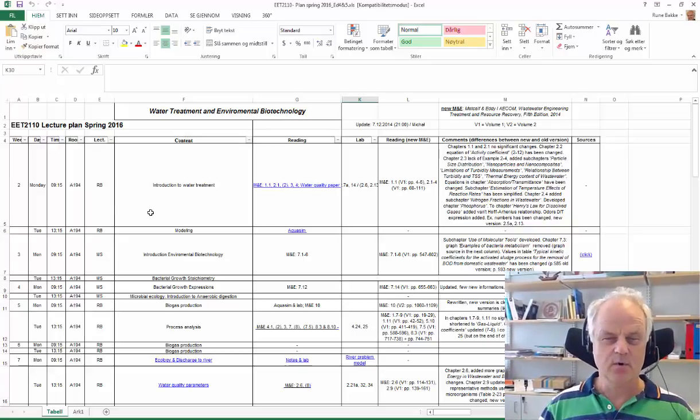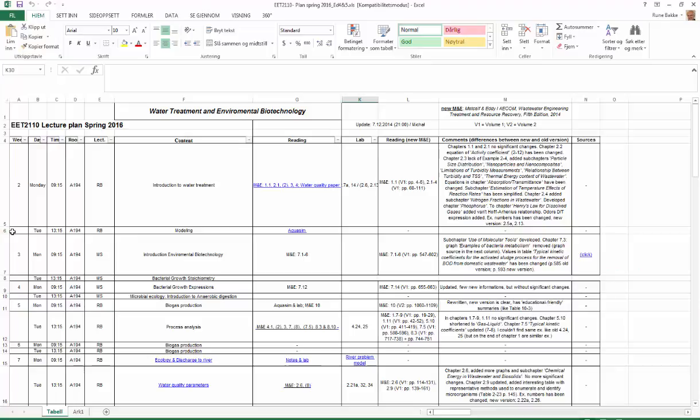A little bit more about the plan. So you see then the next day we go into modeling, which is a really important tool in designing processes. As you probably already know, modeling treatment plants is quite different from the kind of modeling you've probably done before. We use a modeling tool called Aquasim, made at the Swiss Water Institute.